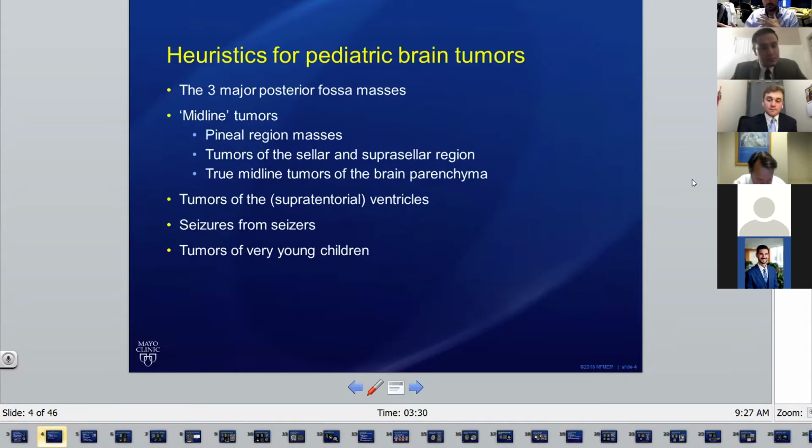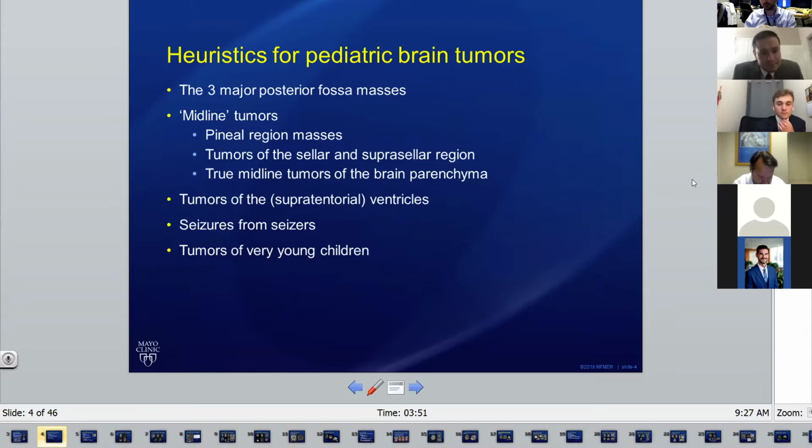So this is how I like to think about pediatric brain tumors. It's mostly by anatomy. Anatomic region tells you a lot about how to narrow down your diagnosis, but it's also very different by age group. So I'll start out by talking about the major posterior fossa pathology that you need to be familiar with and how to accurately differentiate them on the front end. And then we'll gradually work our way up from the posterior fossa.